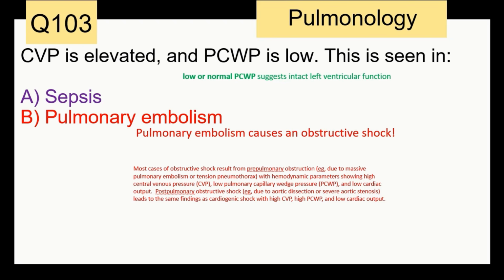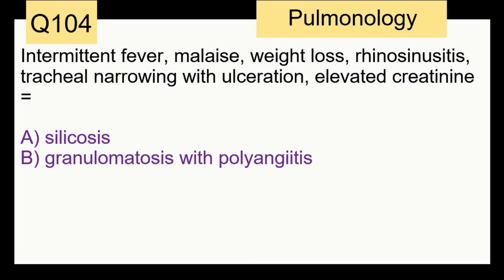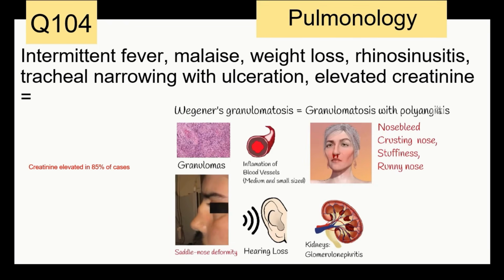It's the pulmonary vasculature that is affected. 104. Intermittent fever, malaise, weight loss, rhinosinusitis, tracheal narrowing with ulceration, elevated creatinine, and this is seen in granulomatosis with polyangiitis. I liked it better when they called it Wegener's granulomatosis, and we see these symptoms over here. Nosebleed, crusting of the nose, stuffiness, and runny nose. Saddle nose deformity and hearing loss, all seen in Wegener's granulomatosis.